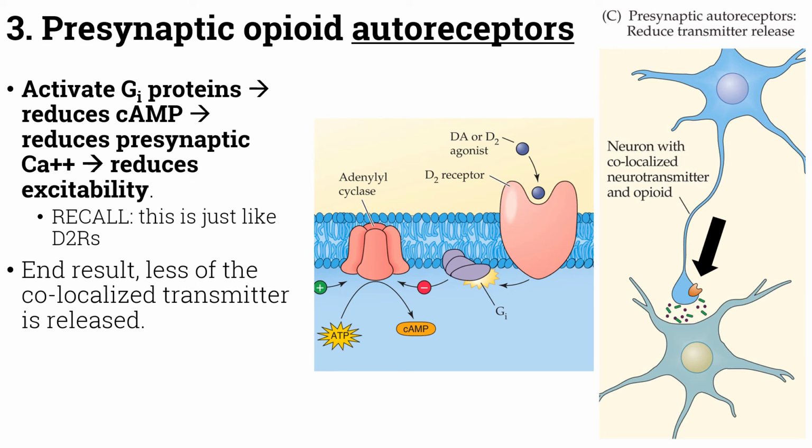So remember, all of these receptors use the metabotropic G protein mechanism, which relies on second messengers like cyclic AMP. By reducing the amount of those second messengers, we can reduce the amount of intracellular calcium in the presynaptic neuron, resulting in decreased excitability. And you might remember from previous lectures, this is just like the dopamine D2 receptors.